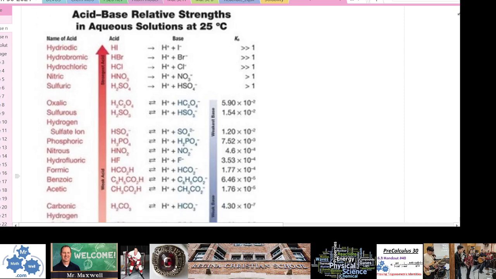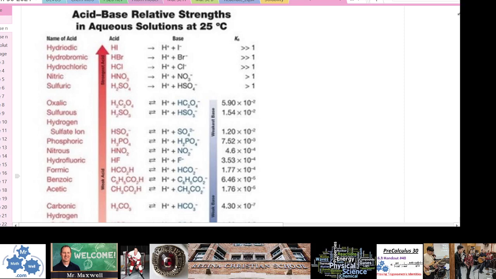So hydroiodic acid, okay, so the acid is HI, the base is I minus. The Ka, so the ability for this to ionize or dissolve, is much, much greater than 1. It is super high, okay, very strong acid. So we have much greater than 1 for hydroiodic, hydrobromic, hydrochloric acids. Nitric acid, sulfuric acids are pretty strong as well, not quite as strong as those binary ones.